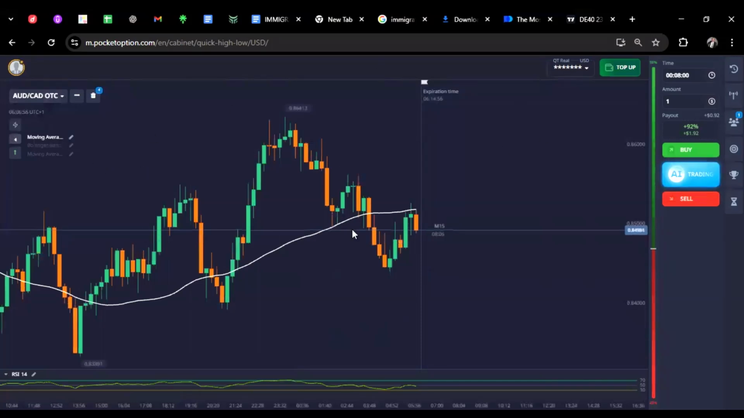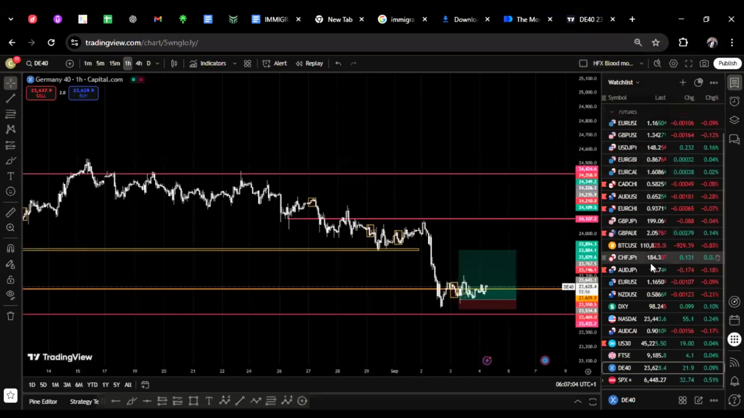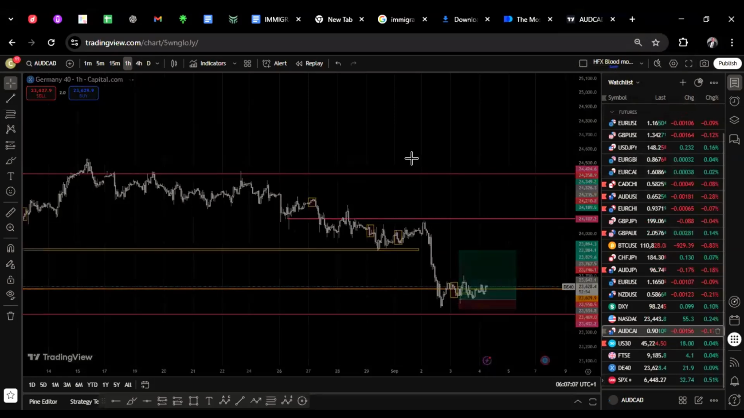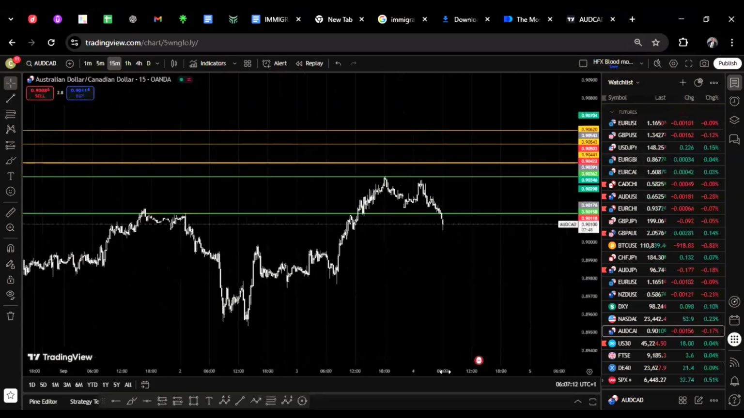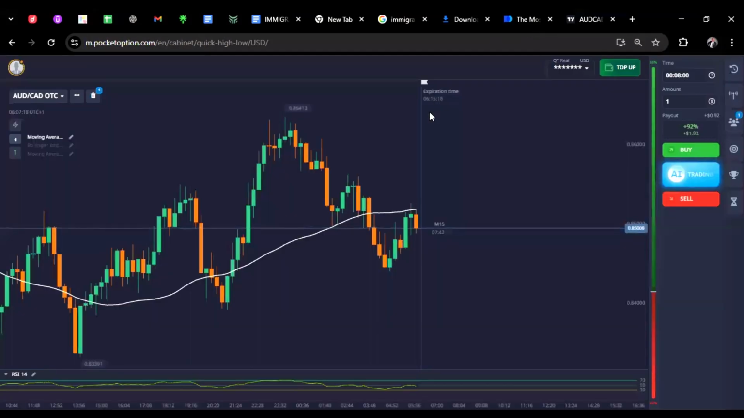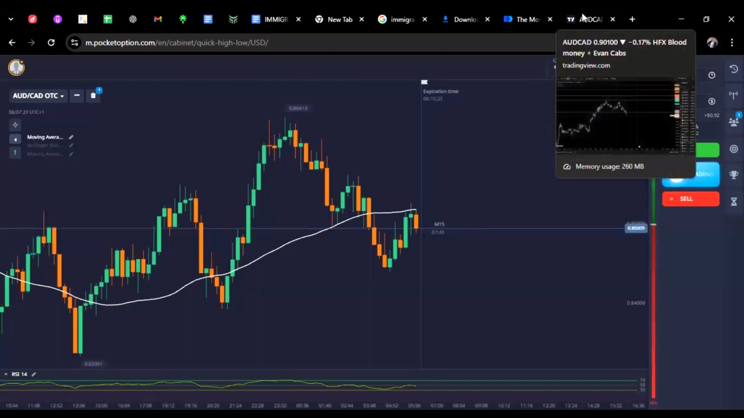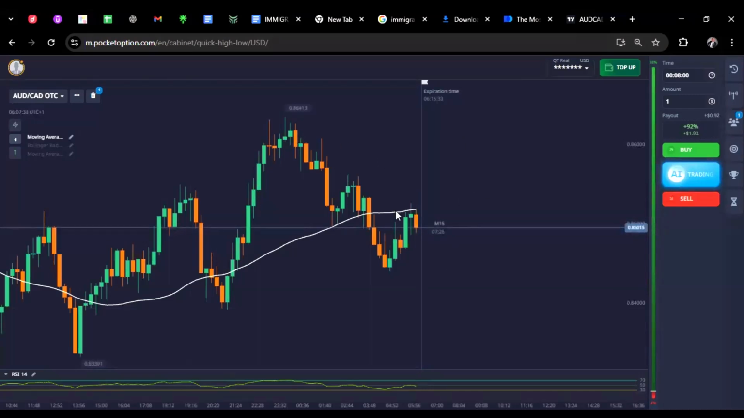This is the 15 minutes time frame for the OTC AUD CAD. Let us compare what we are seeing here with the normal AUD CAD, 15 minutes time frame. Are they similar in any way? This is a strong downtrend going here. We have more like a double top, but not really. This is so different, right?